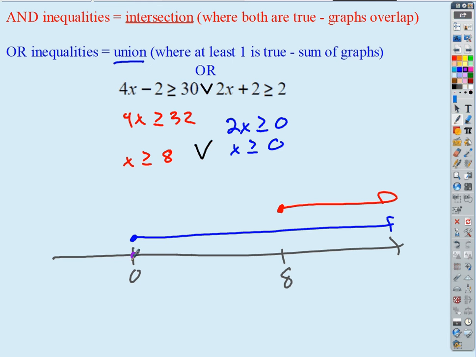So all values greater than or equal to 0. And let's check some values just to demonstrate that. Let's pick 4. True or false? 4 is greater than or equal to 8, or 4 is greater than or equal to 0. True. Only one of them has to be true, right? How about negative 10? Negative 10 is greater than or equal to 8, or negative 10 is greater than or equal to 0. False. None of those are true, right? But anything above 0, at least one of those is true, right? So my solution here is x is greater than or equal to 0.